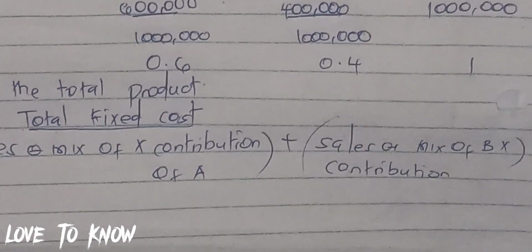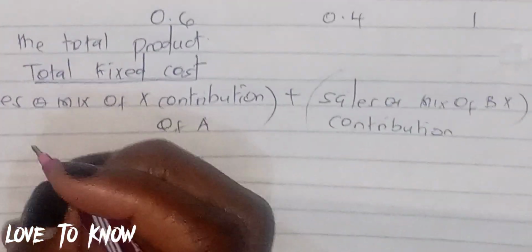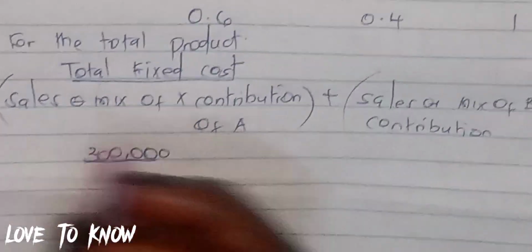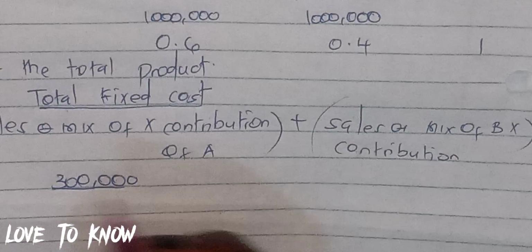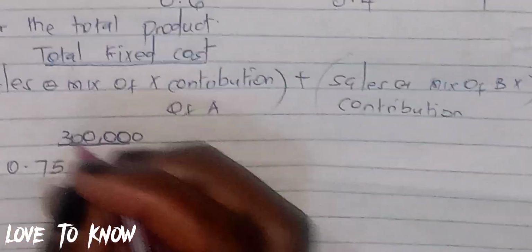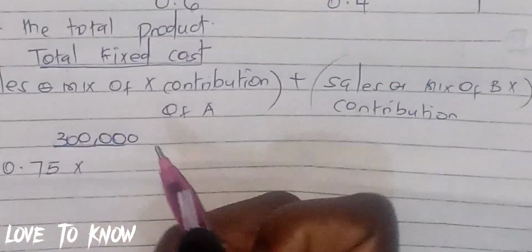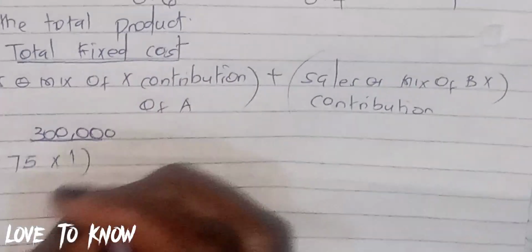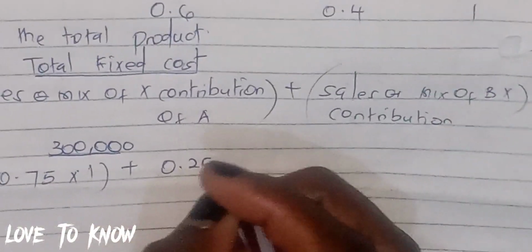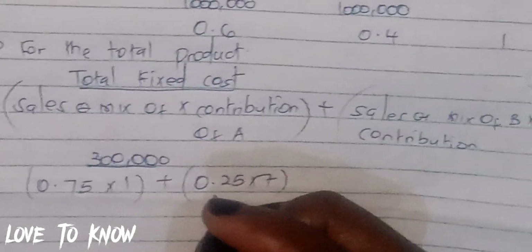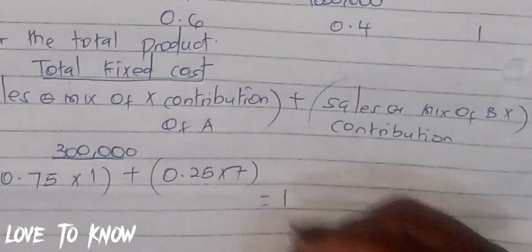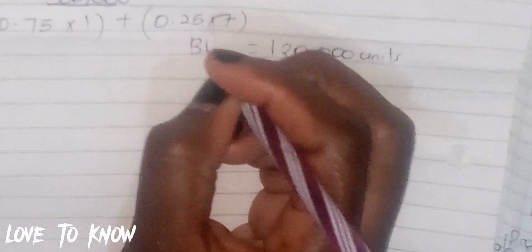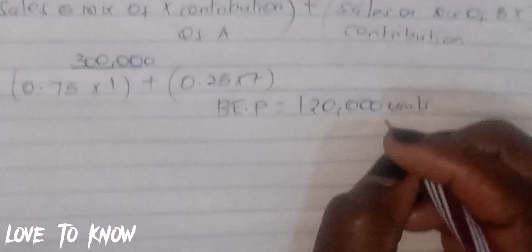From the question, our total fixed cost was 300,000. You divide it by the sales mix of A, that's 0.75, that's in units, times the contribution, which was given in the question, that's 1 for A and 7 for B, times 1, then you add 0.25 multiplied by 7. And this gives us a total of 120,000 units. This is the break-even point of the general product in units.